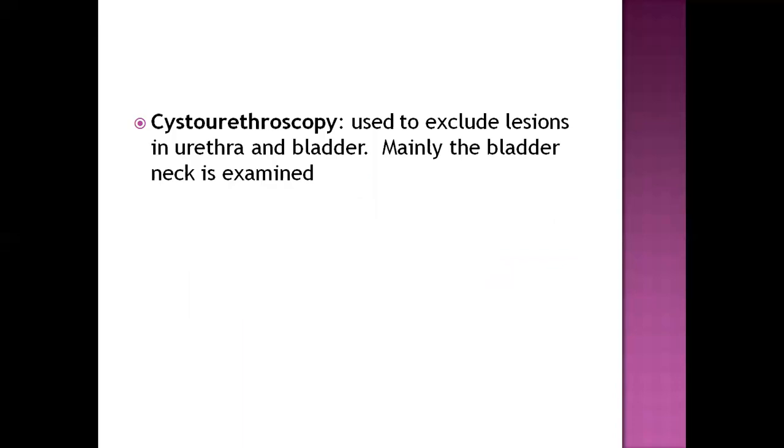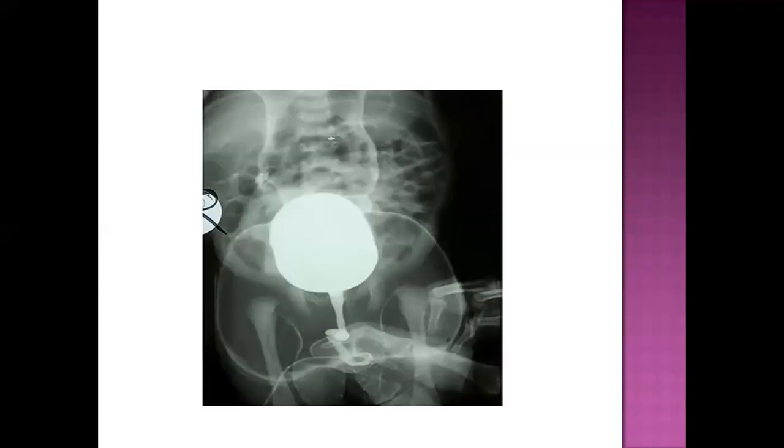Next test is cysto-urethroscopy. Oscopy means there is a device that is inserted to visualize some organ. Cysto-urethro is visualizing urinary system organs. Mainly the bladder neck is examined. In cysto-urethroscopy, we see an image like this of the bladder and urethra.